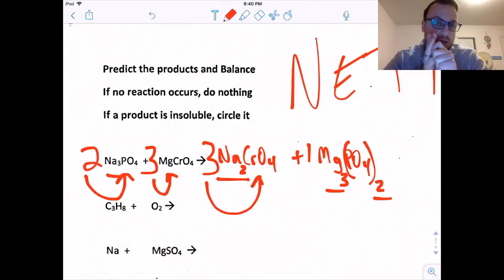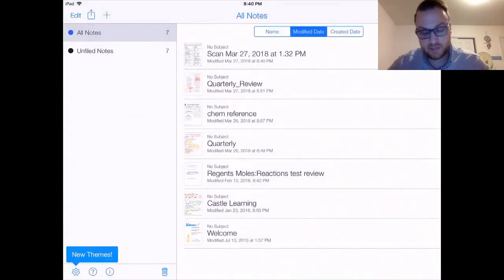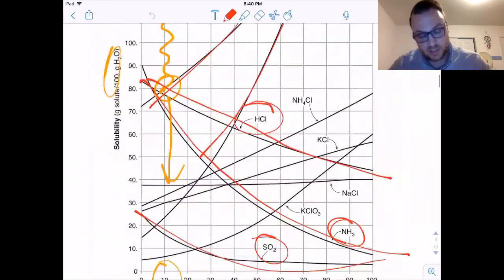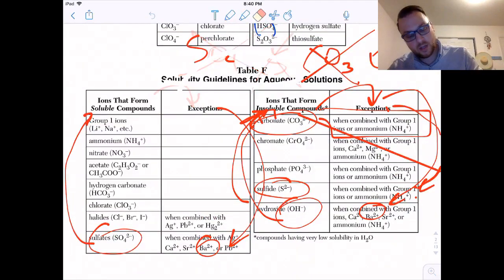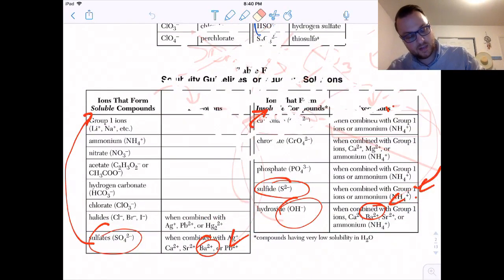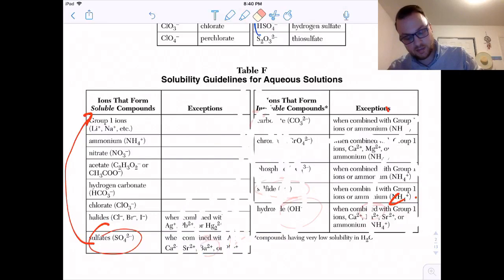Balanced, done. Now we need to figure out which one is insoluble, which for you, because I didn't make you memorize it, is going to be on table F, which will be redacted, and wow, I clearly did a lot of table F last night. So let's erase all this nonsense.